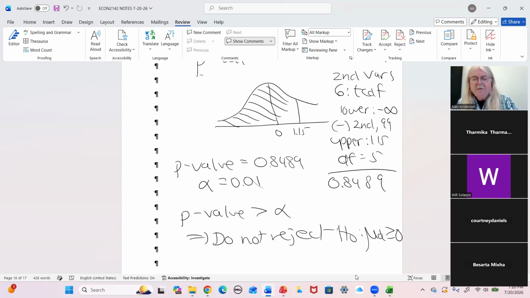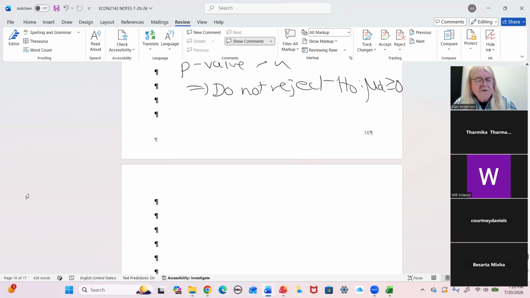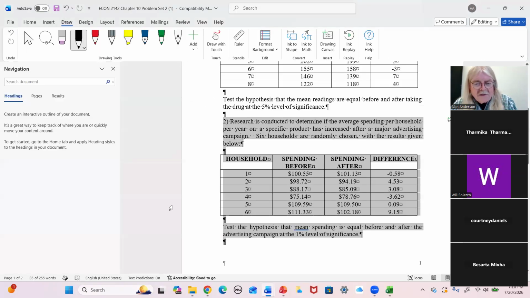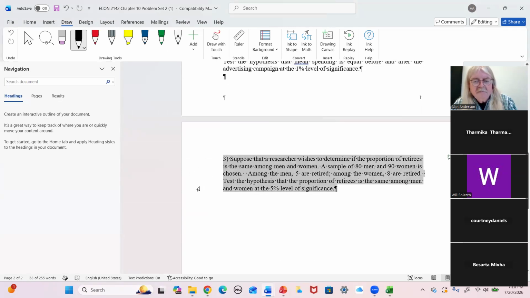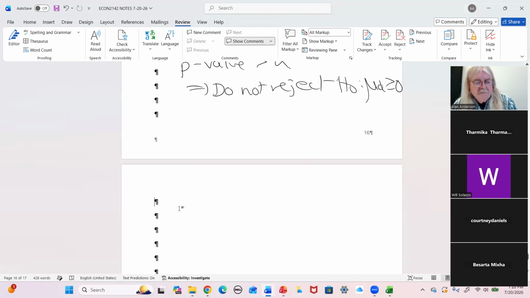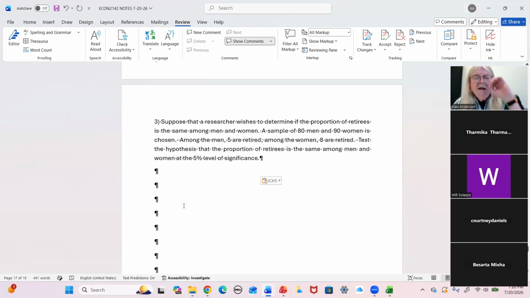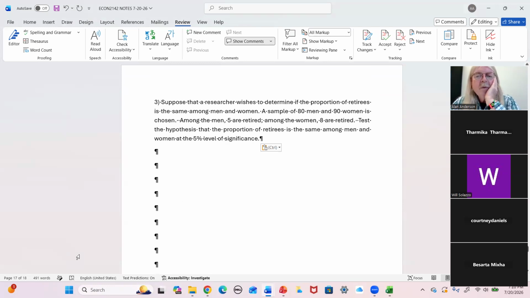Oh, there's one more here. There's one with proportion. So that's good. We haven't done this yet. We need some practice with two proportions. Let's see what that's all about. So a researcher wishes to determine if the proportion of retirees is the same among men and women.